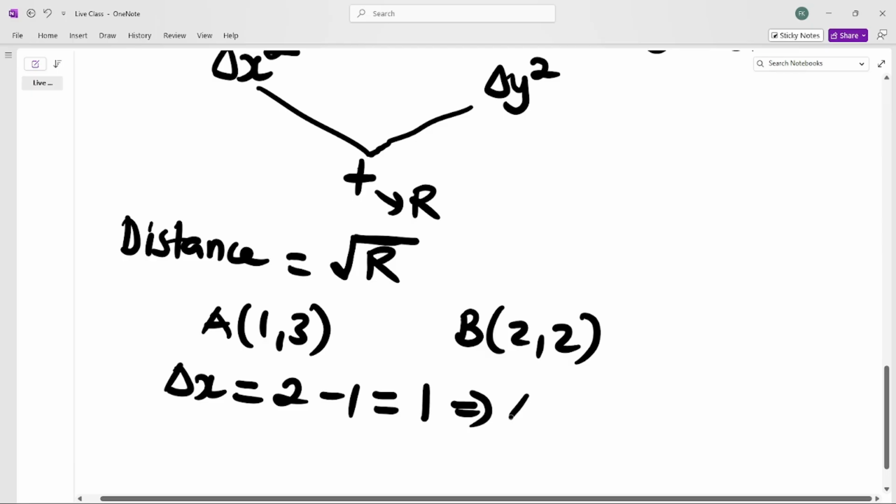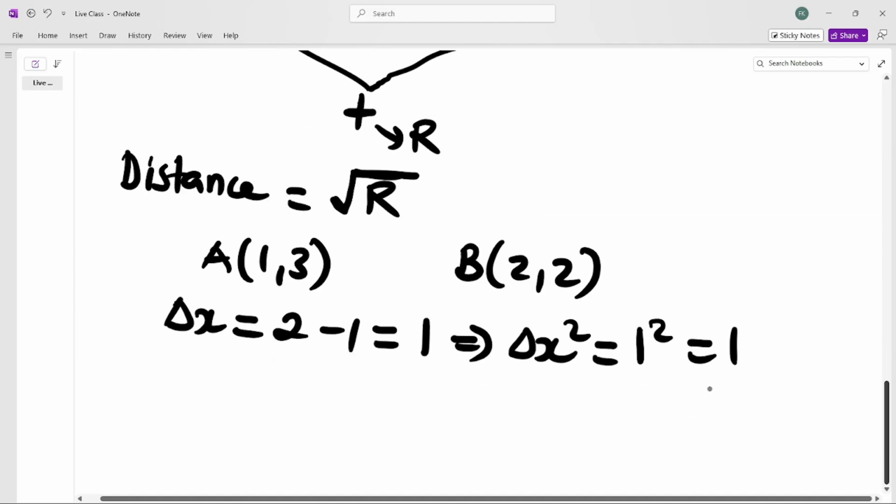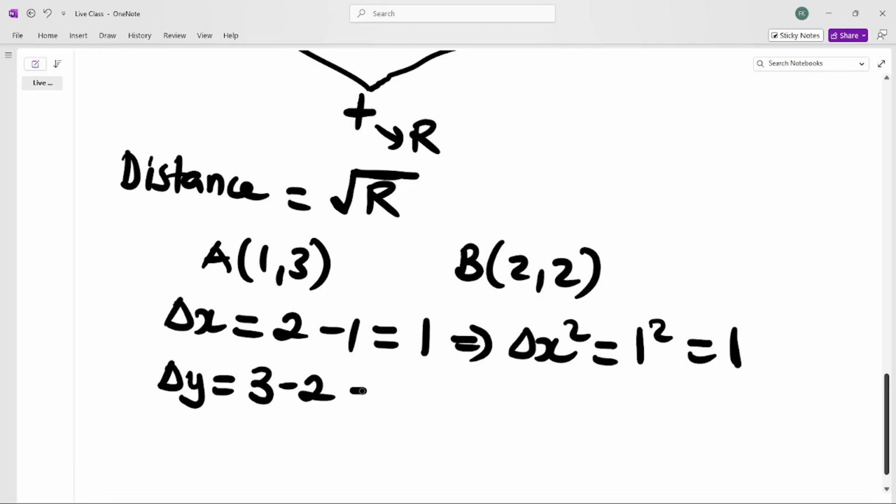So now after that, I find change in x squared. When you have the result, you square it. So we had 1, so 1 squared is equal to 1 again. So I've got the change in x squared. Now I'm going to do change in y. Change in y is the y of 3 and 2, right? I'll do 3 minus 2 equals 1.